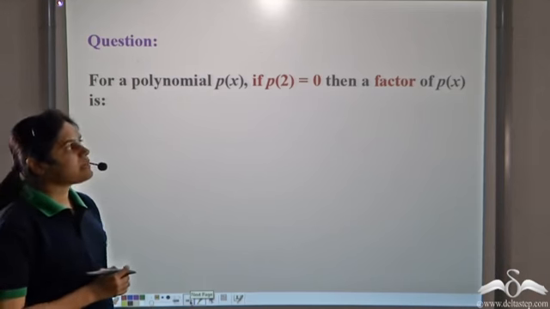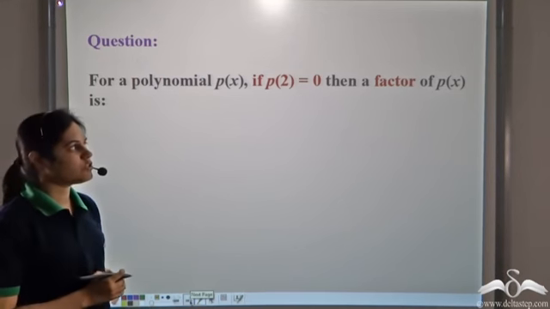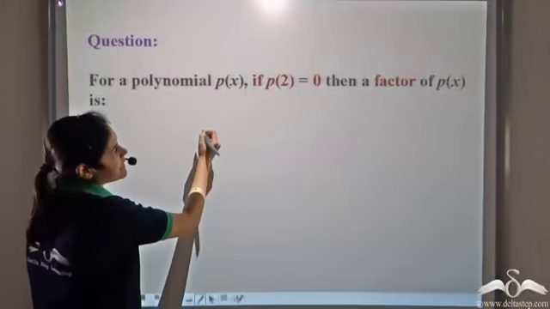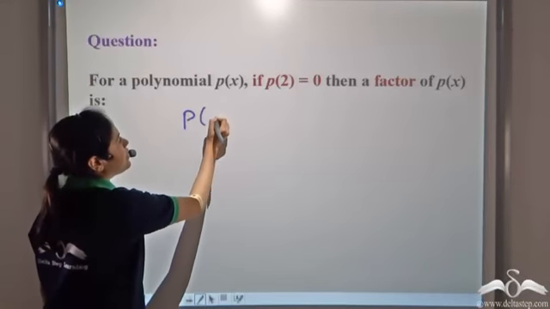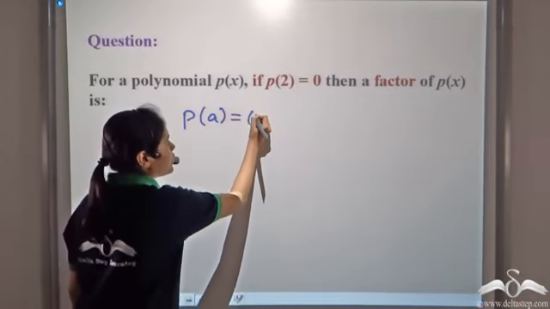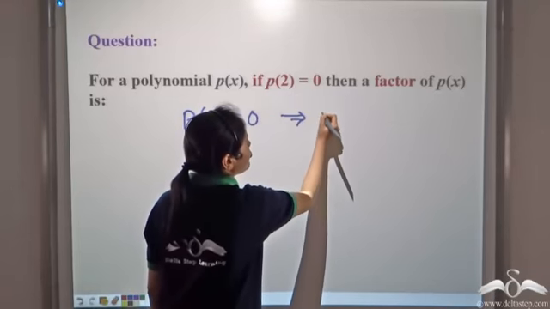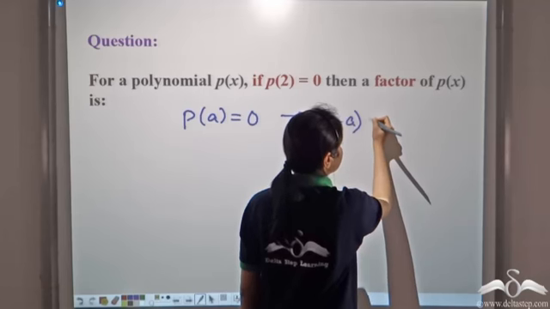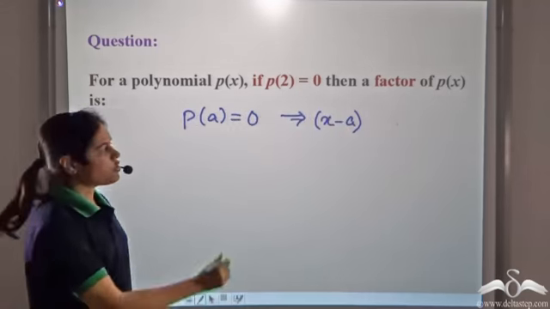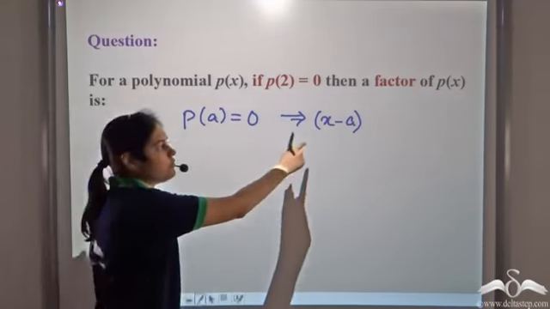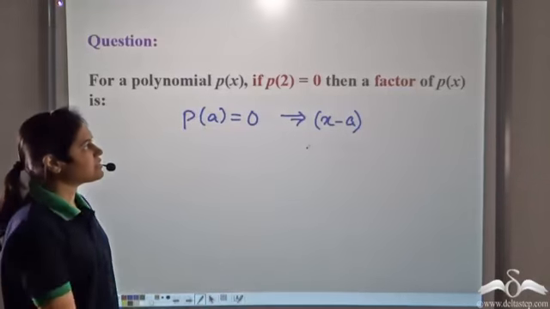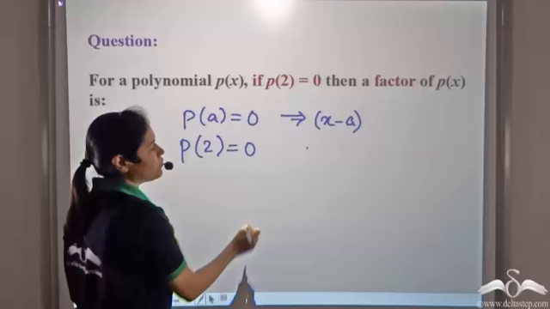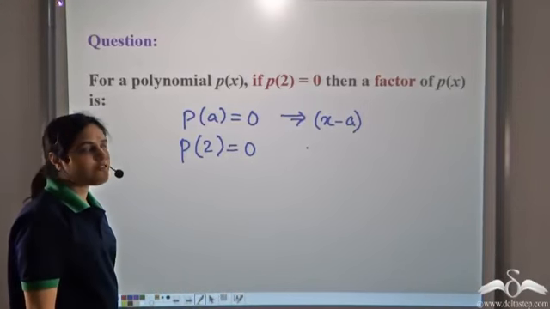Now for a polynomial p(x), if p(2) is equal to 0, then a factor of p(x) will be... Now we have seen that if p(a) is equal to 0, then x minus a is a factor of p(x). We have p(2) equal to 0. So what should be a factor of p(x)?